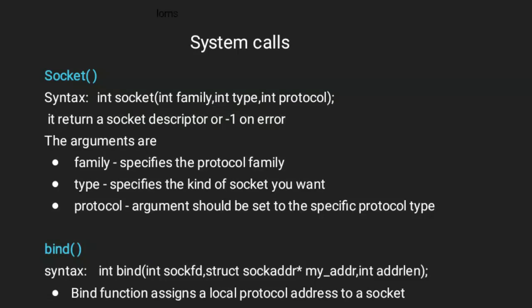We have the socket system call. The syntax is int socket(int family, int type, int protocol), where it returns a socket file descriptor or -1 if an error occurs. There are three arguments in this system call. One is family, which specifies the protocol family, and the other is type, which is of type int, and it specifies the kind of socket we want, and protocol. The argument should be set to the specific protocol type.